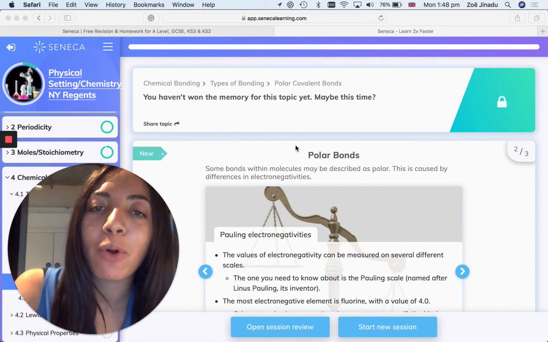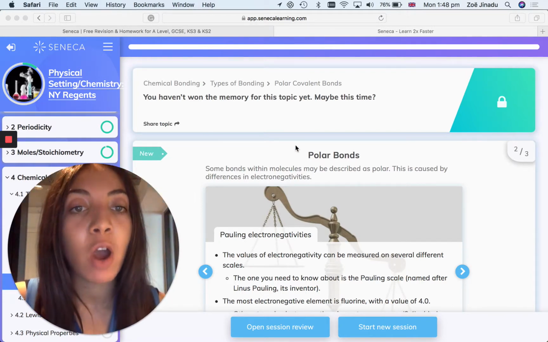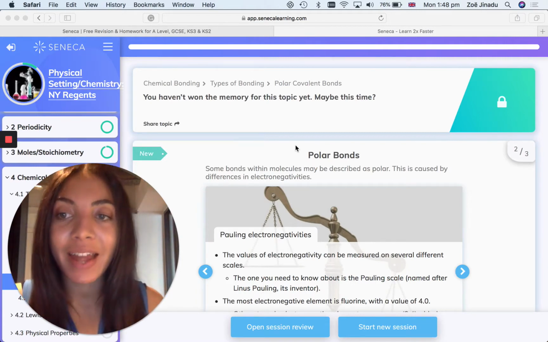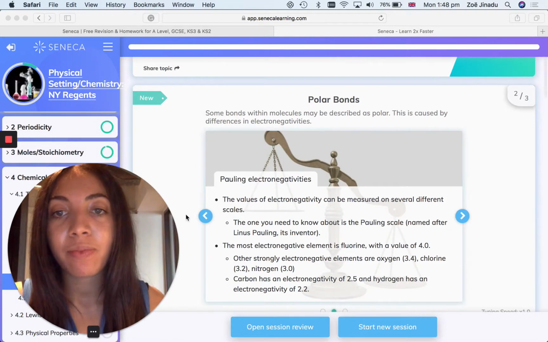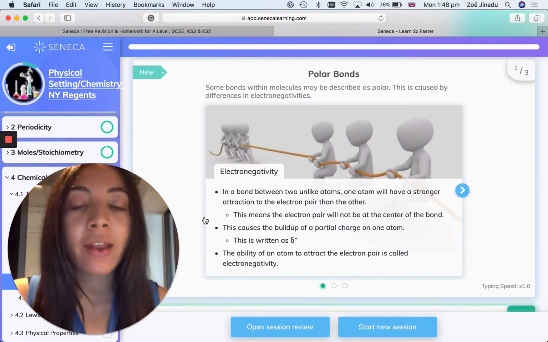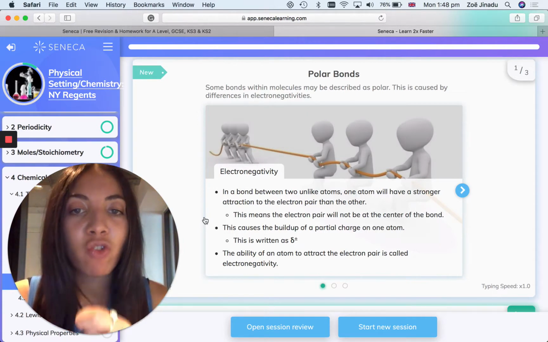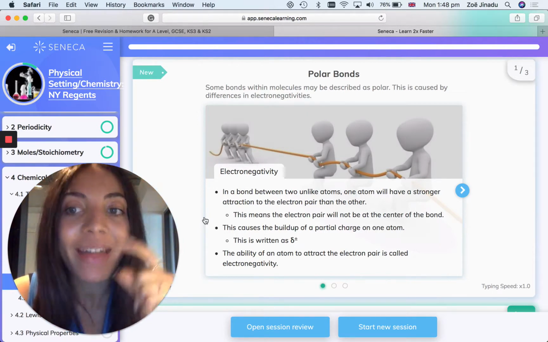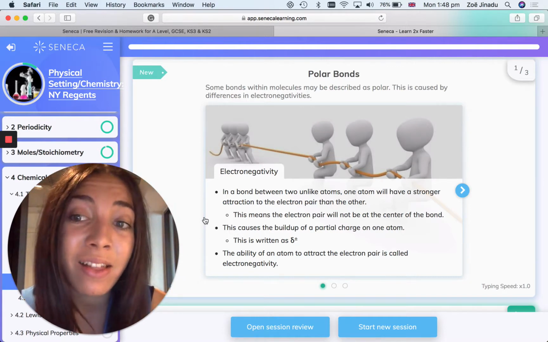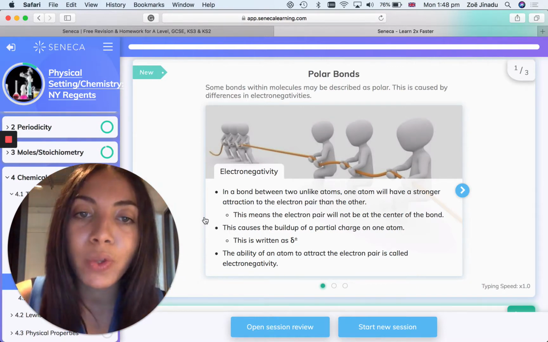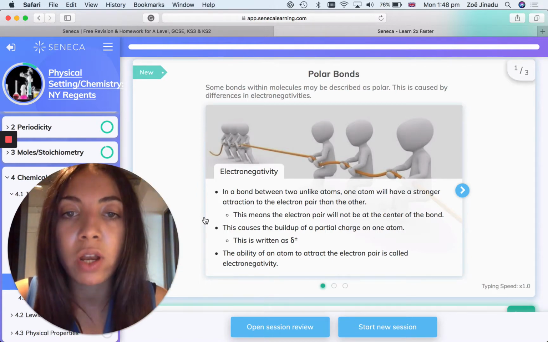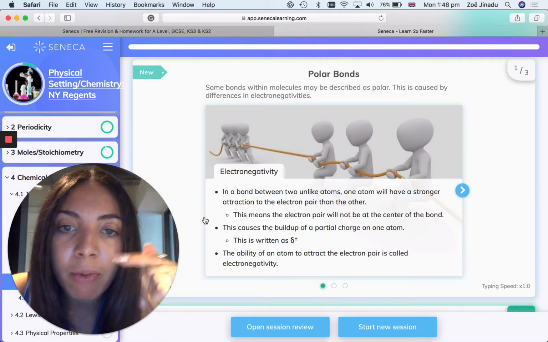So, some bonds within molecules may be described as polar. This is caused by differences in electronegativities. In a bond between two unlike atoms, one atom will have a stronger attraction to the electron pair than the other. This means the electron pair will not be at the center of the bond. This causes the build-up of a partial charge on one atom. This is usually written as delta plus or minus.